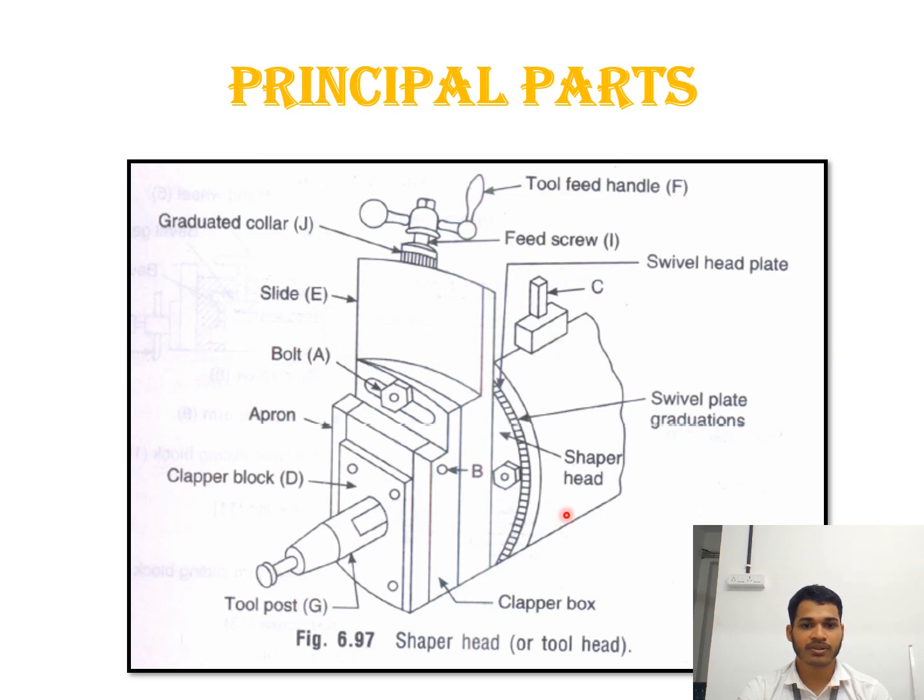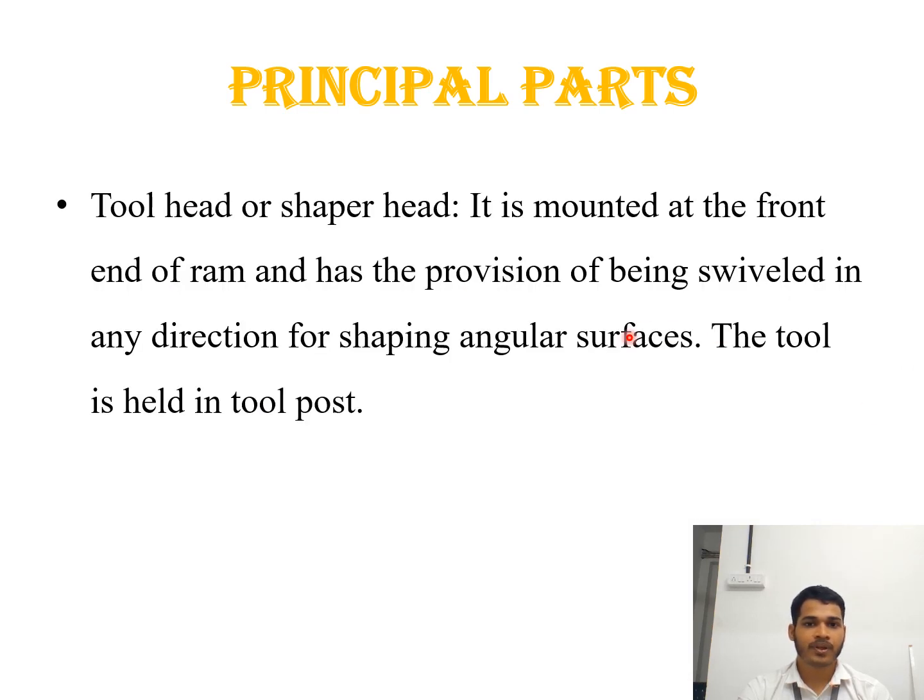So these are the main parts of the shaper head. Principal parts: tool head or shaper head. It is mounted at the front end of the ram and has the provision of being swiveled in any direction for shaping angular surfaces. The tool is held in the tool post.